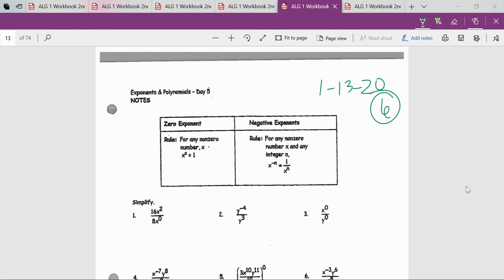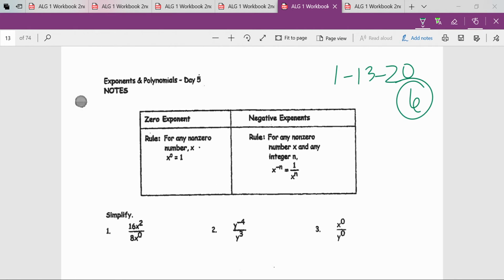Alright, if you were absent on Friday we started negative exponents. Anything raised to a negative exponent, you move to the opposite side of a fraction and make it positive. If there is a fraction, you just move it to the opposite side. If there's no fraction, you put a 1 on top and move it to the bottom, and now you make it a positive exponent.